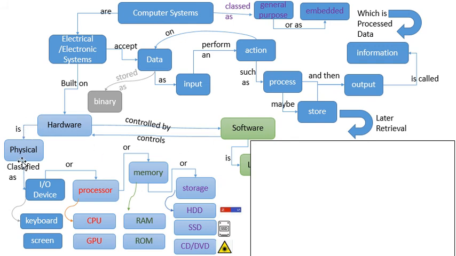Hardware is physical, and it can be classified as an input-output device, an I/O device, or as a processor, or as memory, or as storage. Examples of input and output devices are keyboards and screens. Examples of processors would be the CPU, the central processing unit, or the GPU, the graphics processing unit. Examples of memory are RAM, random access memory, and ROM. Whereas examples of storage are things like the hard disk drive, the solid state drive, the SSD, and CD or DVD.